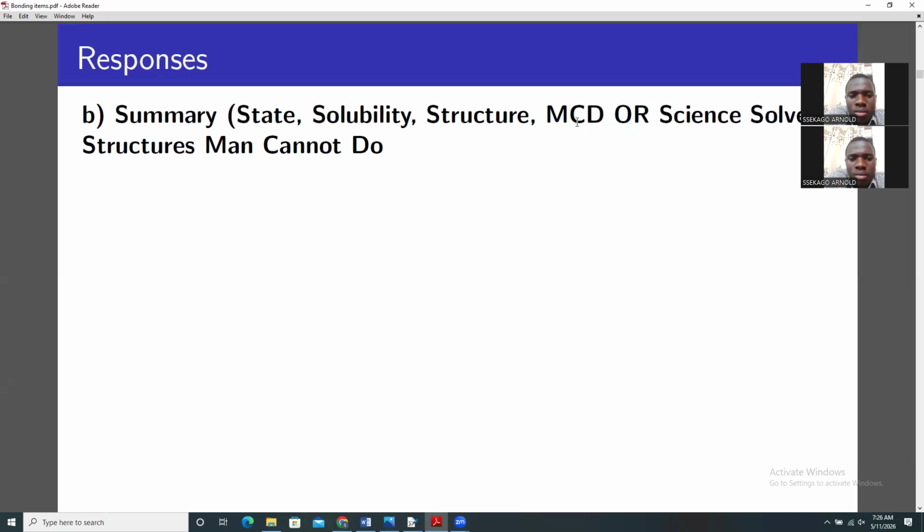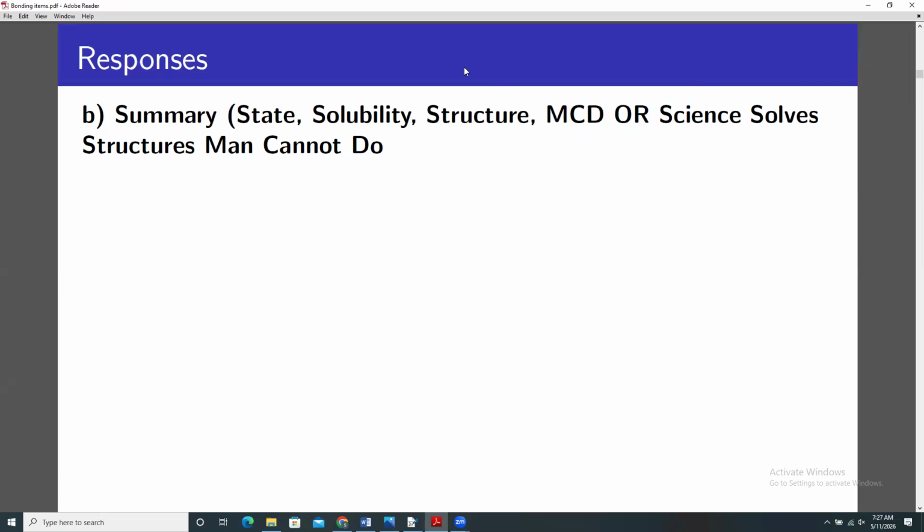Alternatively, we can also have the following. Instead of state, solubility, structure, melting point, conduction, density, we shall say science. We shall say science solves structures man cannot do. Science for state, solves for solubility, structures for structure, man for melting, cannot for conduction, and do for density.